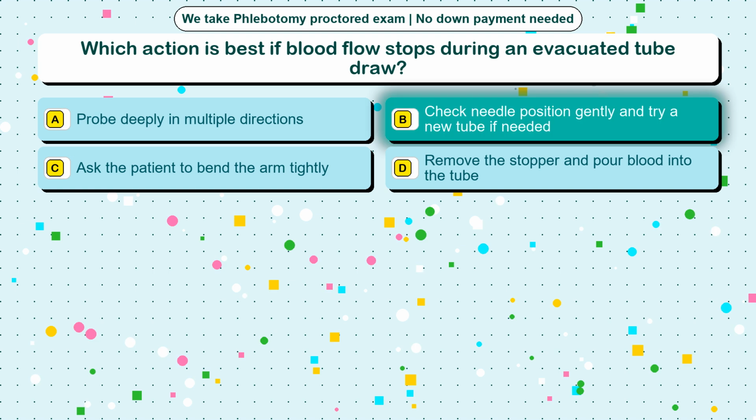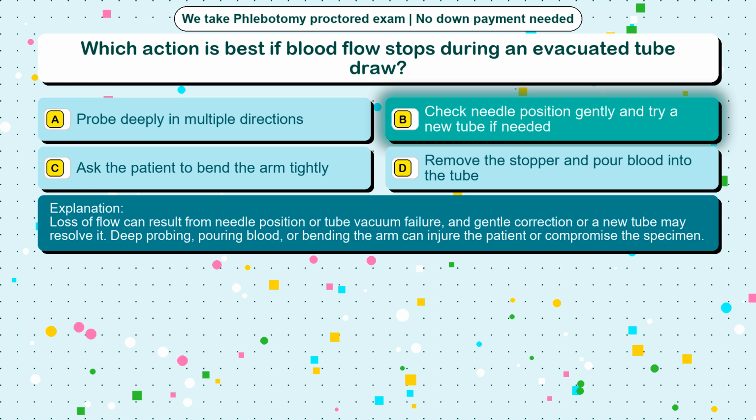The correct answer is option B. Check needle position gently and try a new tube if needed. Loss of flow can result from needle position or tube vacuum failure, and gentle correction or a new tube may resolve it. Deep probing, pouring blood, or bending the arm can injure the patient or compromise the specimen.